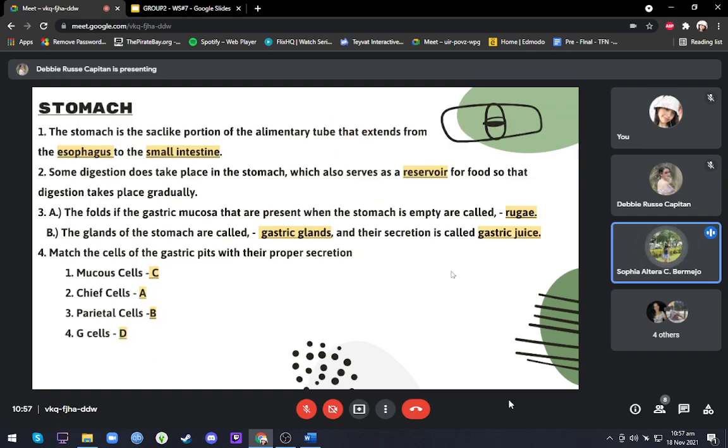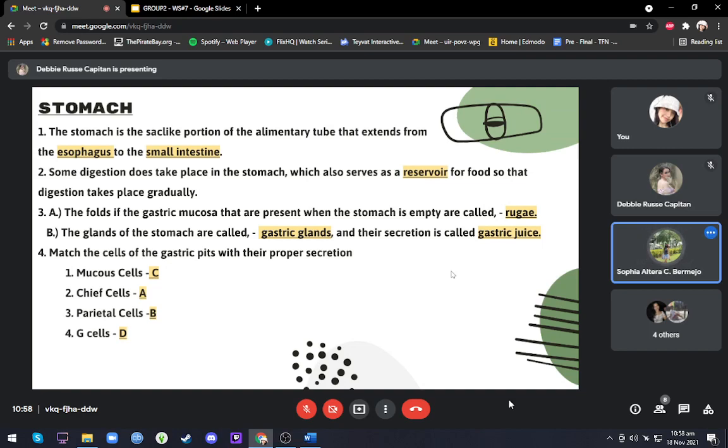Next, the stomach. Number 1, the stomach is the sac-like portion of the alimentary tube that extends from the esophagus to the small intestine. Number 2, some digestion does take place in the stomach, which also serves as a reservoir for food so that digestion takes place gradually. Number 3, letter A, the folds of the gastric mucosa that are present when the stomach is empty are called the rugae. Letter B, the glands of the stomach are called the gastric glands and their secretion is called gastric juice.